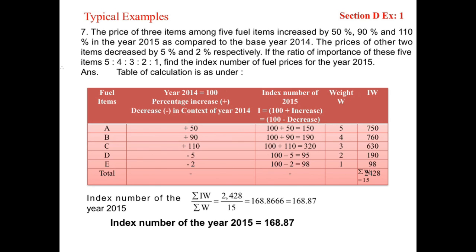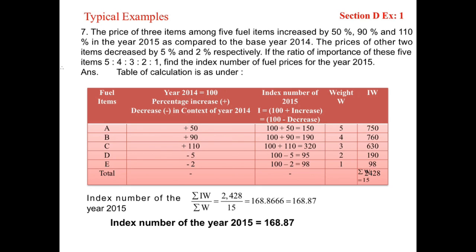See friend, the price of 3 items among 5 increased by 50, 90 and 110%. So for products A, B, C, the prices increase by 50, 90 and 110% respectively. So the index number for these 3 products is 100 plus 50% increase, so 150. For B it is 100 plus 90% increase, so 190, and for C it is 100 plus 110, so it is equal to 220.